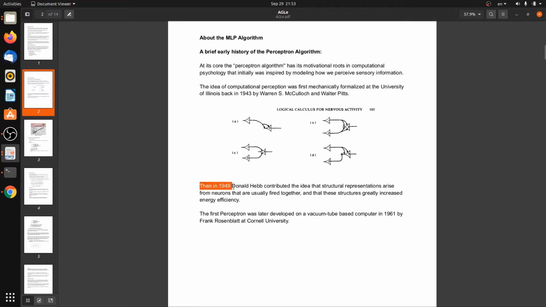Then in 1949, Donald Hebb contributed that, of course, there are many of these neurons throughout our body, right? What Donald Hebb says is that usually these tend to create a structure. The neural system actually starts creating a structure, and usually this arises when neurons start to fire close to each other.